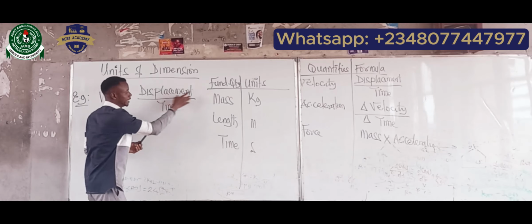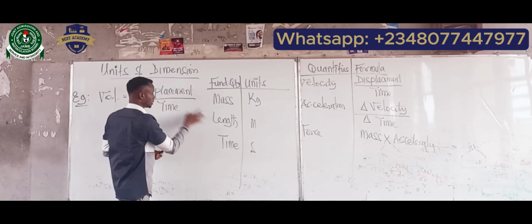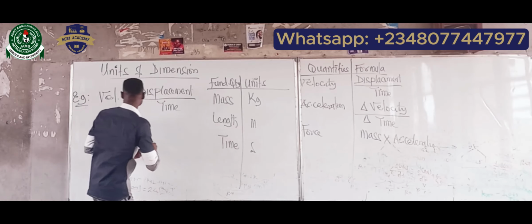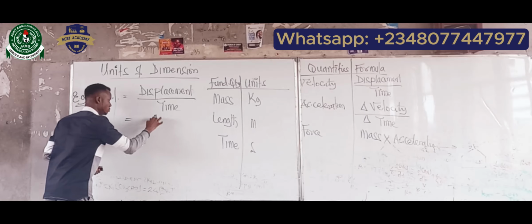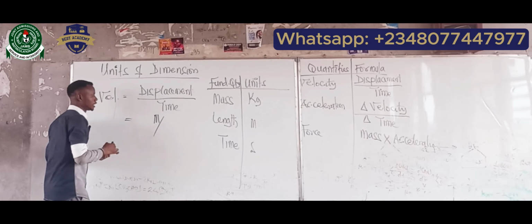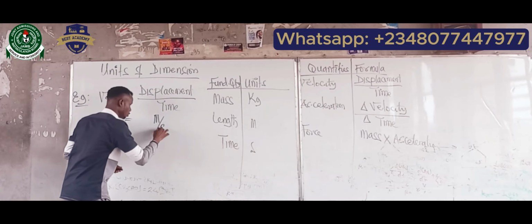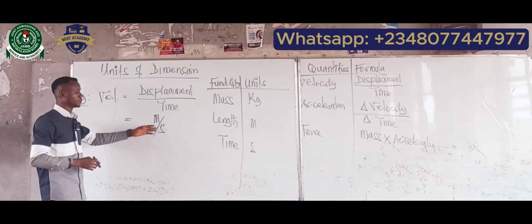So displacement can never be mass, can never be time. That means it is going to be what? This class, length. And what is the unit of length here? Meter. Over time. Please take note. What is the unit here? Seconds. So this is our answer here, that is meter per second.